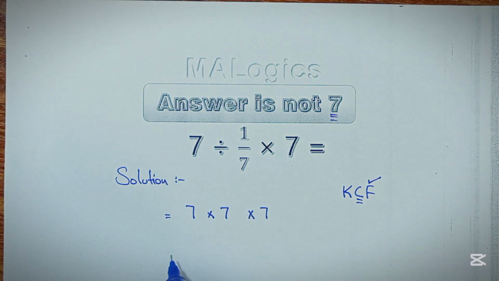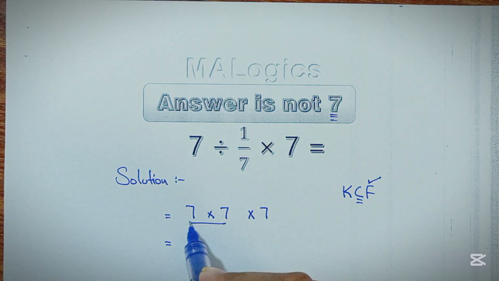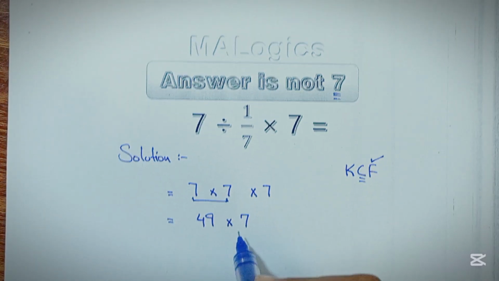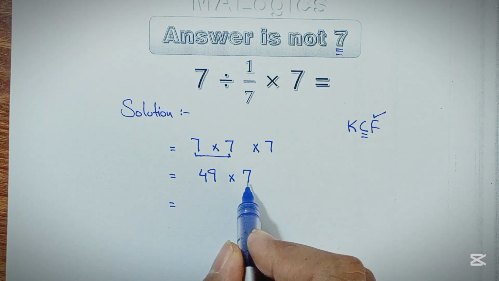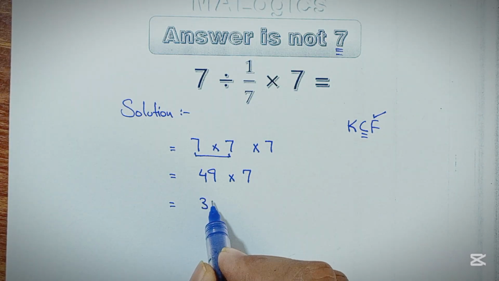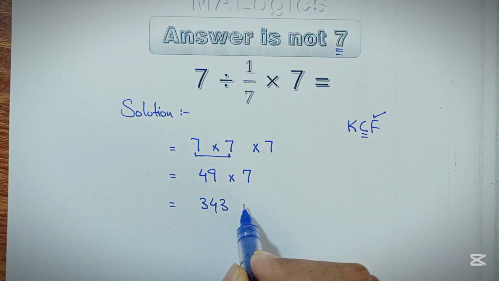Okay, now our next step will be such as 7 times 7 is 49, and this times 7. In our last step, 49 times 7 equals 343. It is our final and correct answer for the problem stated above.